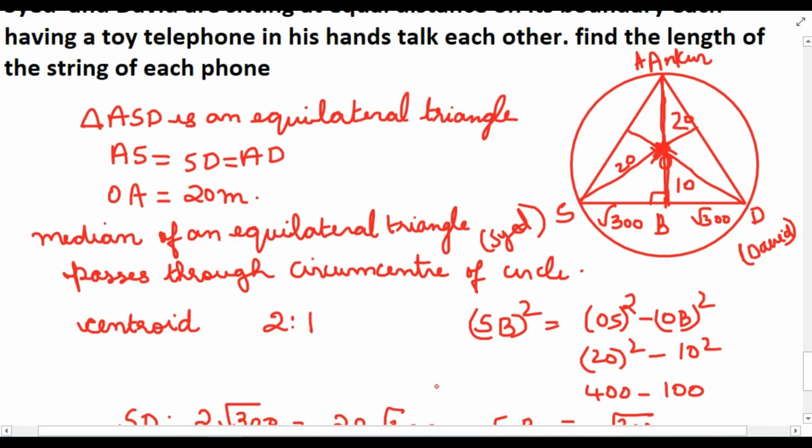So here we have used two properties. One is that the median of an equilateral triangle passes through the circumcenter of the circle, and the centroid of the equilateral triangle divides the median in the ratio 2:1. The centroid means the meeting point of the three medians, median means the line segment joining the vertex to the midpoint of the opposite side, and circumcenter means the center of this triangle.